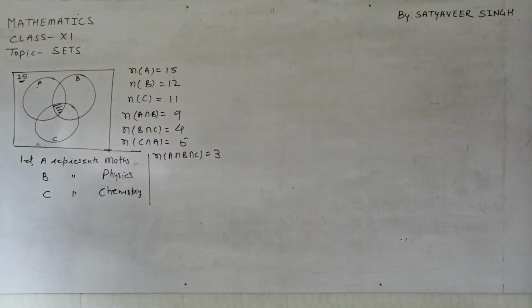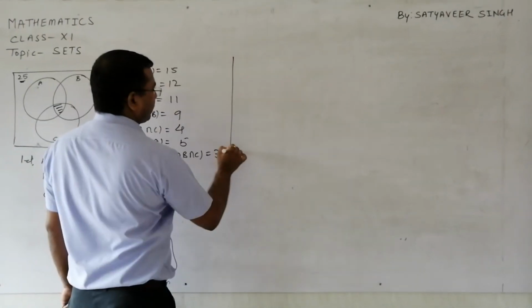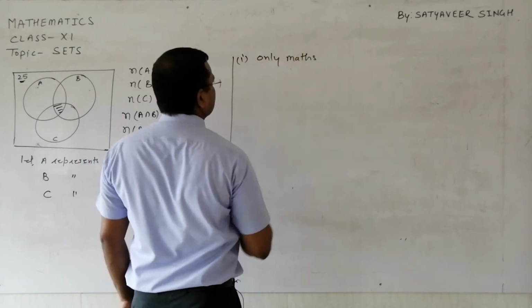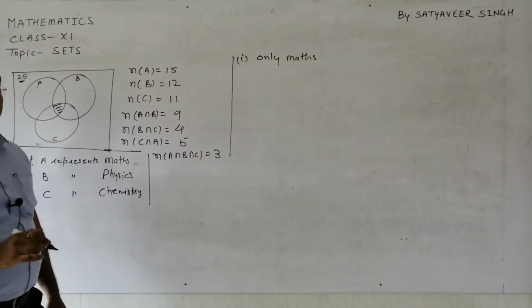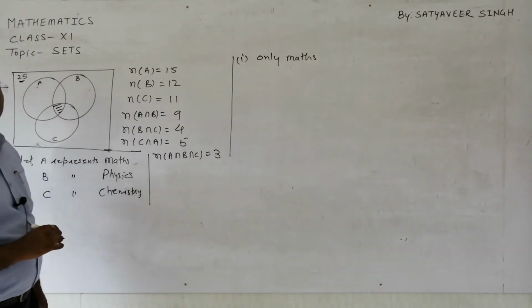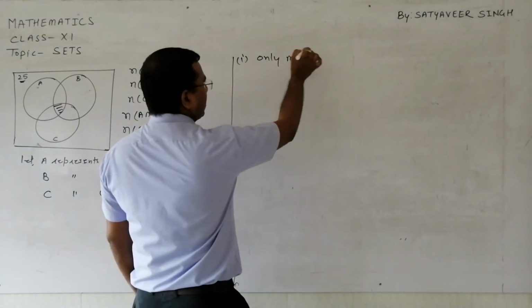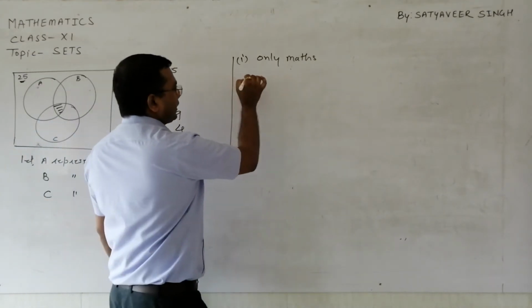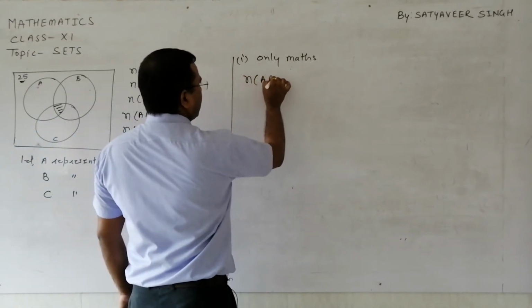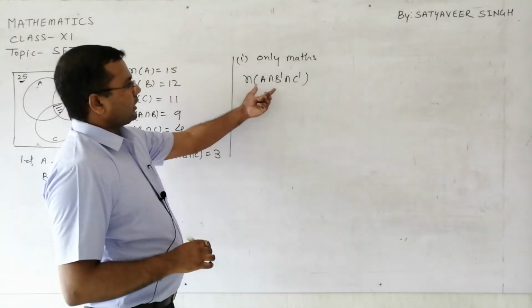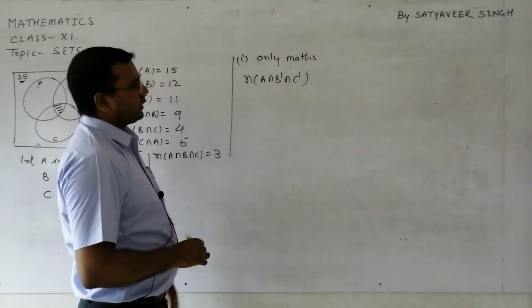He may ask some questions. He may ask, find the students who like only mathematics. So suppose I am solving the question for only maths, which means I am finding the number of students who like only mathematics. If you want to find the number of students who like only mathematics, you can represent this by set notation A intersection B complement intersection C complement. It will represent the number of students who like only mathematics.